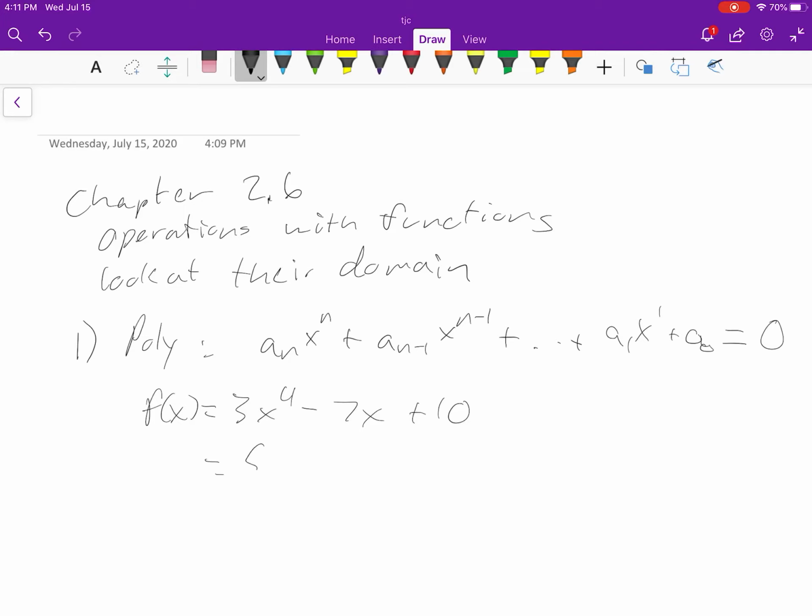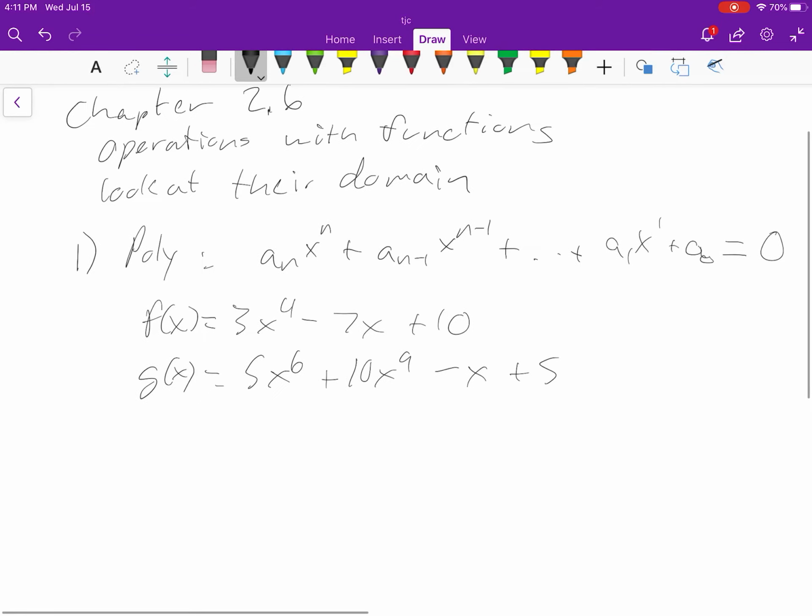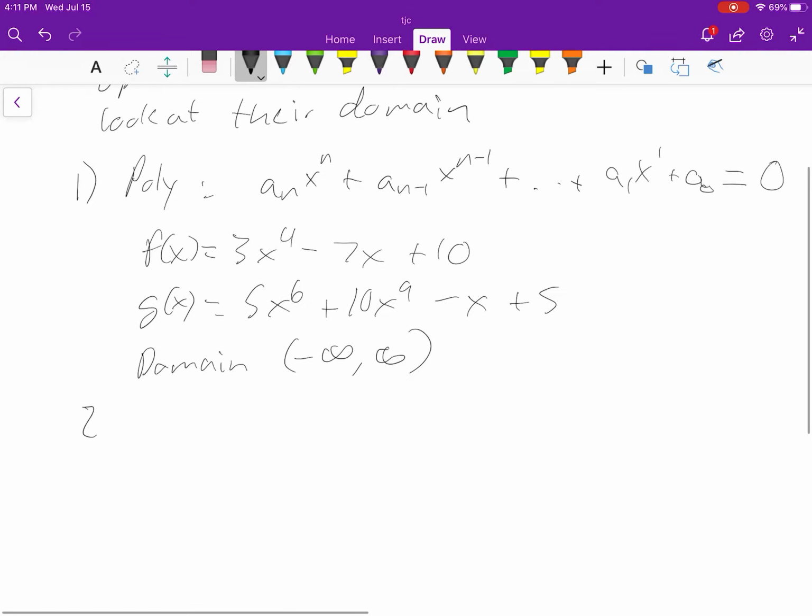Another example would be 5x to the sixth plus 10x to the ninth minus x plus 5. So another example of polynomial functions. And the thing with polynomial functions is that their domain, the domain of a poly, is all real numbers. So anytime you have a function that looks like this, that's a polynomial function, it's pretty easy to answer the question what its domain is. Its domain is non-restrictive, it's all real numbers. So that's the first basic type of function.